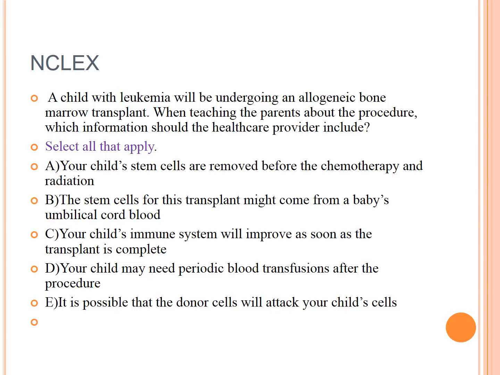So a child with leukemia will be undergoing an allogenic bone marrow transplant. Allogenic means that it is from a donor. When teaching the parents about the procedure, which information should the healthcare provider include? Select all. So the answer is going to be B.